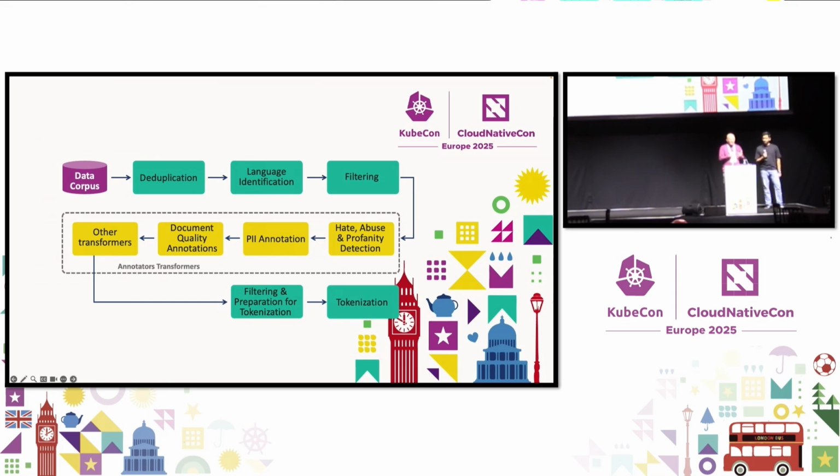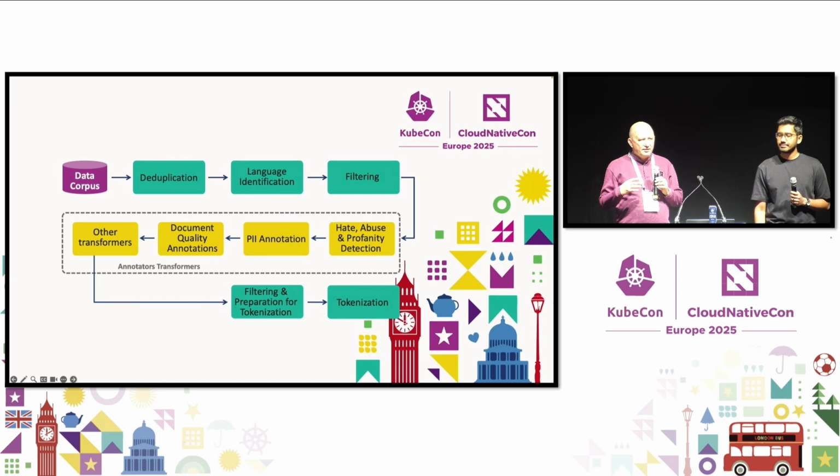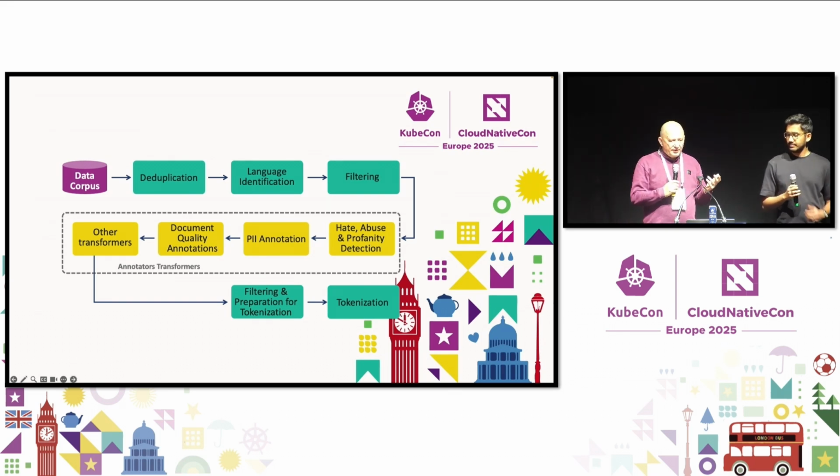Some annotator transformers can exist, for example, to check that data doesn't include personal identifiable information, PII, or hate, abuse, profanity language, or just check the quality of documents. These transforms, at least in our case, are mutual. They do not depend on one another, and we can execute them in any order or even in parallel because they write data in separate columns. We will see that in the next slide.